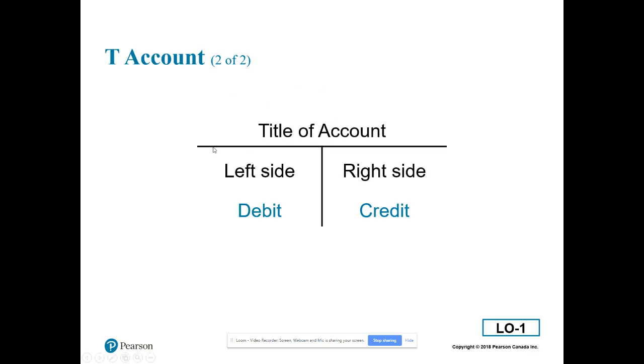So the T account, normally what we do is we have the title of the T account on top, and then the left side, or the debit side, would be where we record debit entries, and the right side, the credit side, would be for credit entries.